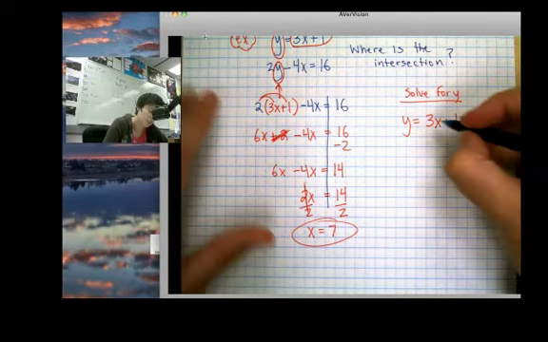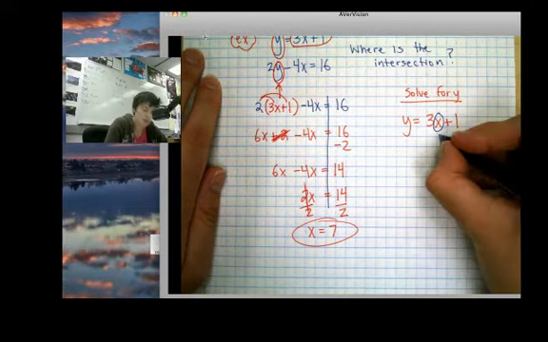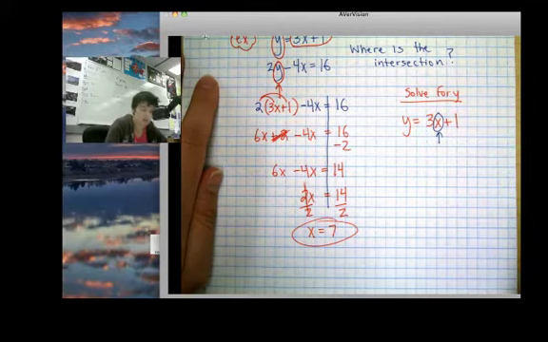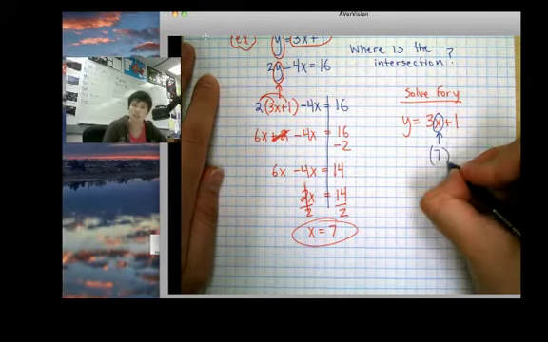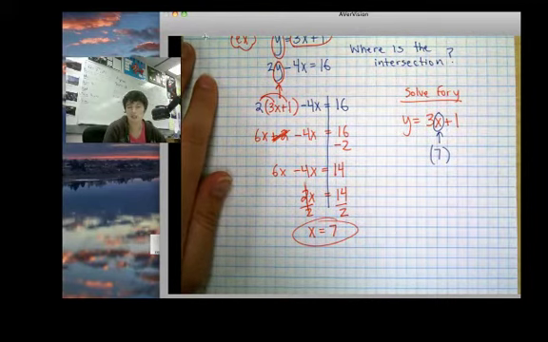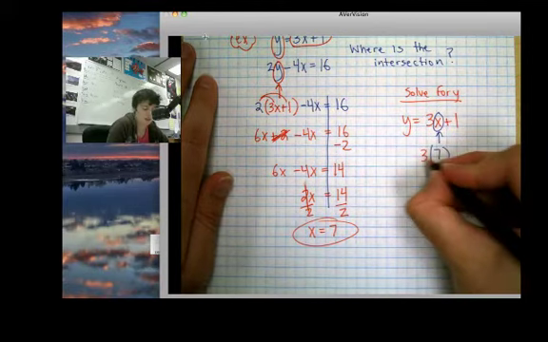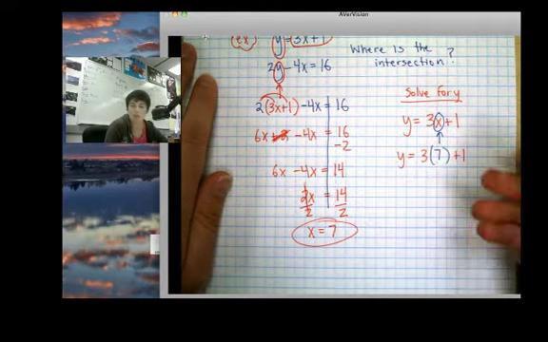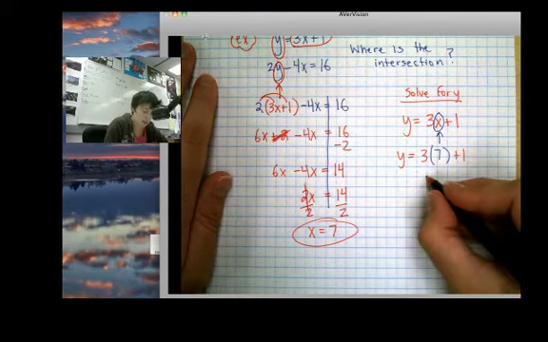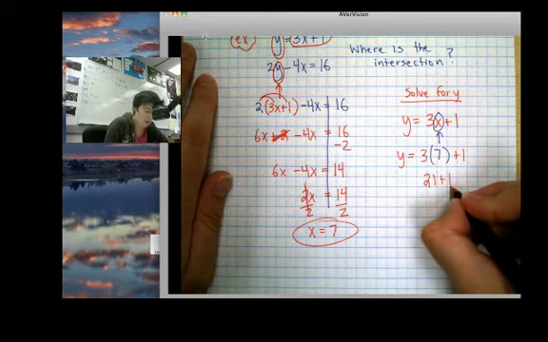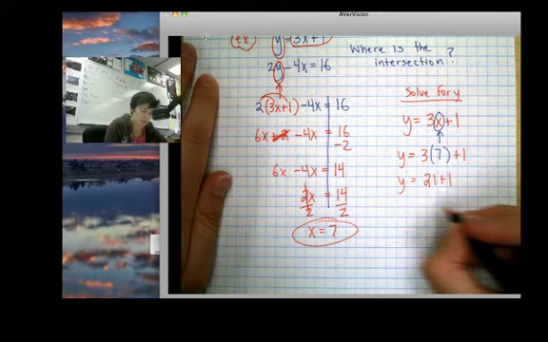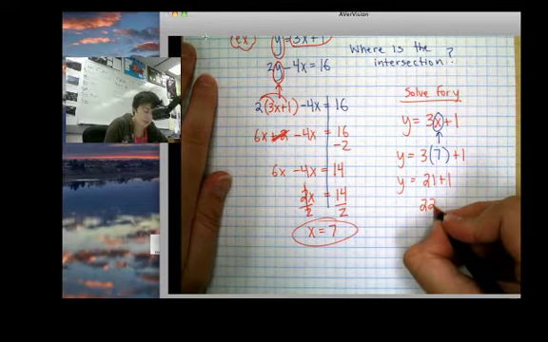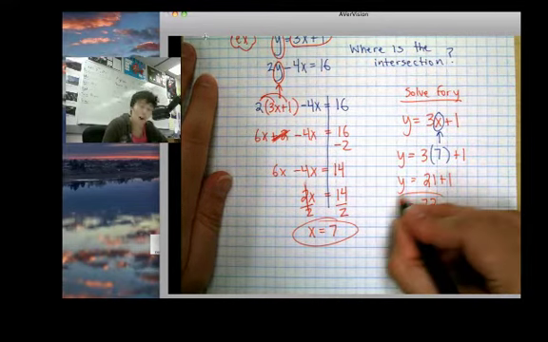I think I have an answer for x. I think it's 7. So again, I'm going to substitute. I'm going to put 7 there. I'm going to get rid of the x and change it to a 7. So I'm going to have 3 times 7 plus 1 equals y. And I'm going to do a little bit of math. 3 times 7 is 21 plus 1. Okay, so y equals 21 plus 1, so that's going to be 22. So I get my other answer, y equals 22.